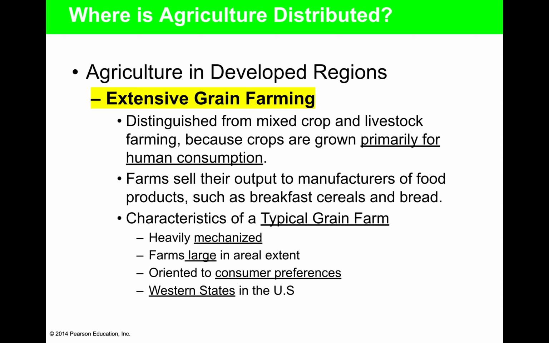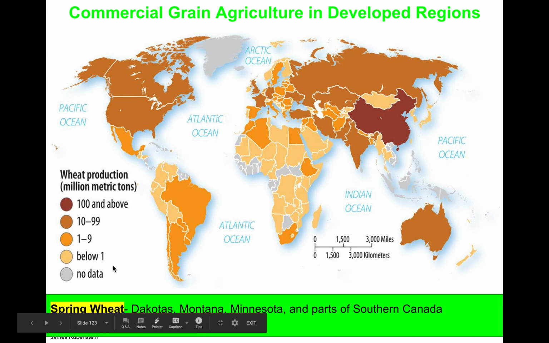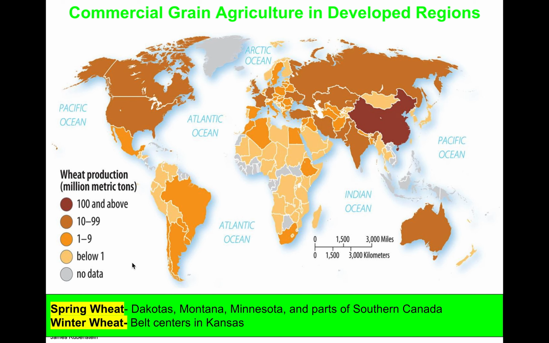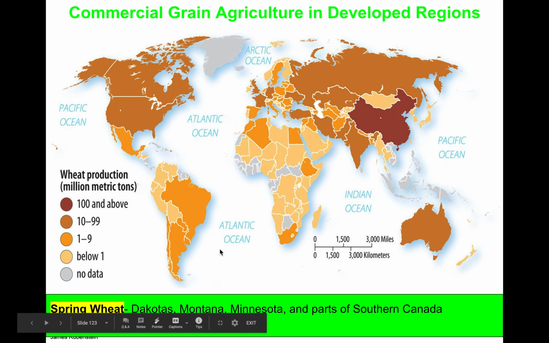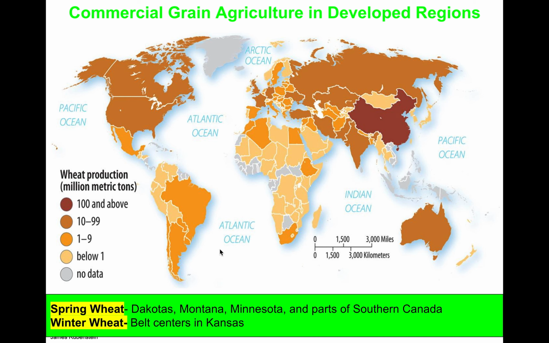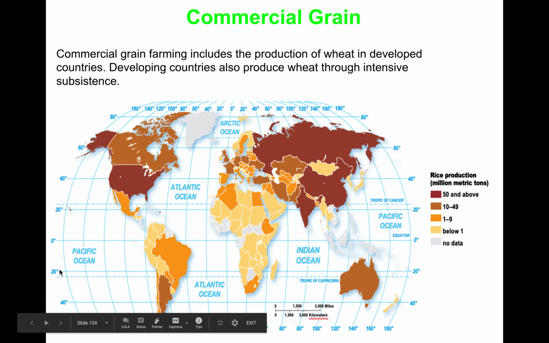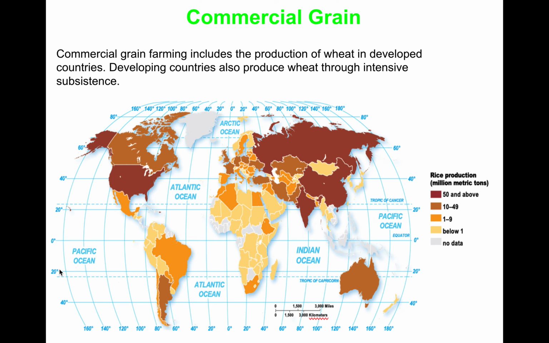And these are regions where it's too dry for mixed crop and livestock. So found in areas of the Dakotas known as the Spring Wheat Belt, or Washington State in the Palouse region, or southern Saskatchewan province in Canada. All right, there's the distribution. There it shows the Spring Wheat Belt and the Winter Wheat Belt. And commercial grain includes the production of wheat in developed countries, but developing countries are starting to produce wheat at higher levels as well.